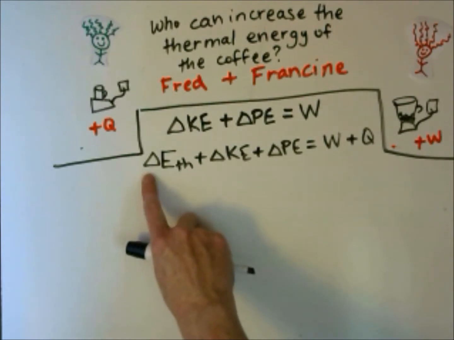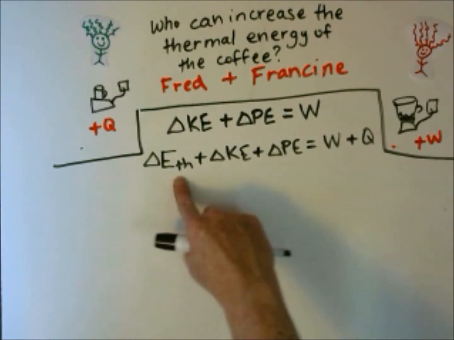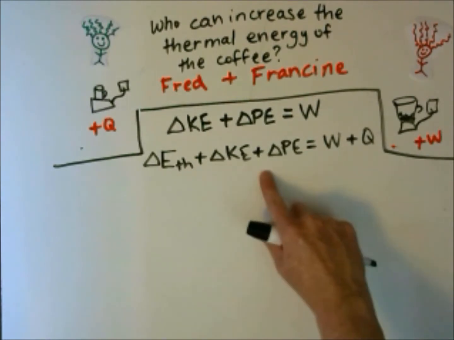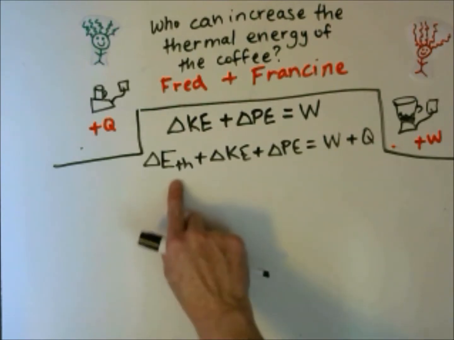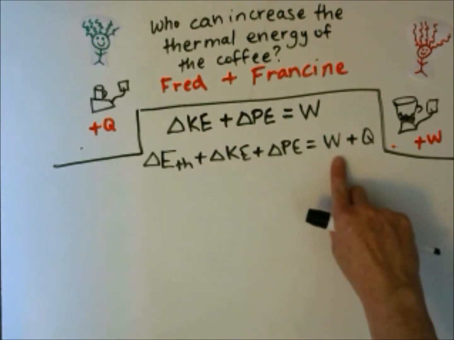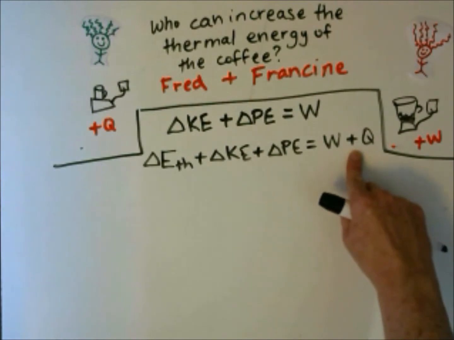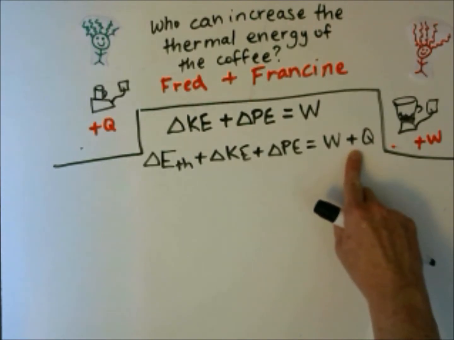That will be more common, but I'm going to start it with thermal energy plus kinetic energy plus potential energy. So we've just added thermal energy. And in addition to work, we now have heat that can be added to the system or that can leave the system.